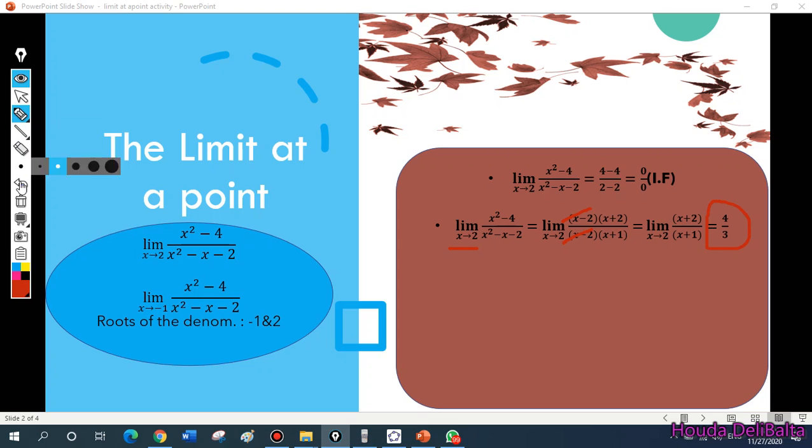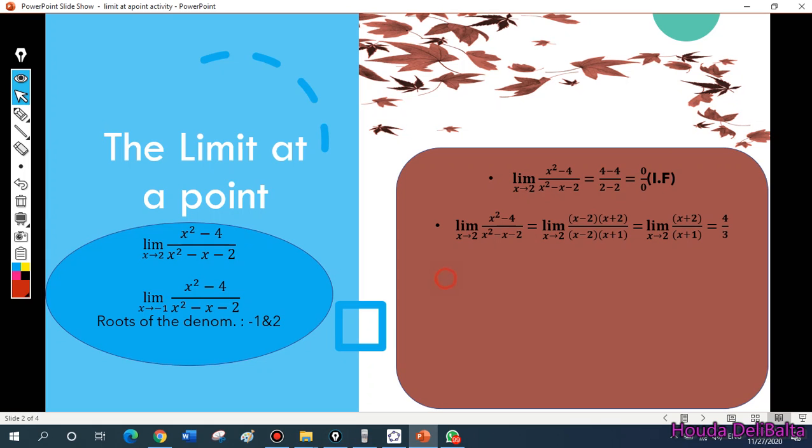Now, what about the limit as x approaches minus 1 of the same function? Okay, so as x approaches minus 1, note what's written here. The roots of the denominator are the values we care about. Notice that x tends to 2 and x tends to minus 1, where minus 1 and 2 are the roots of the denominator. Those are the numbers that we study the limit at. They are the roots of the denominator that make it 0.